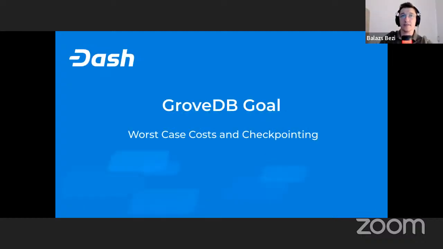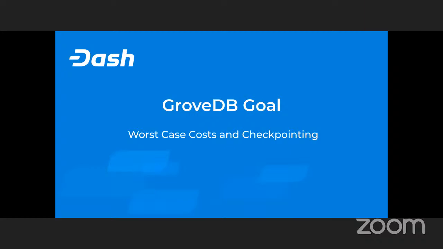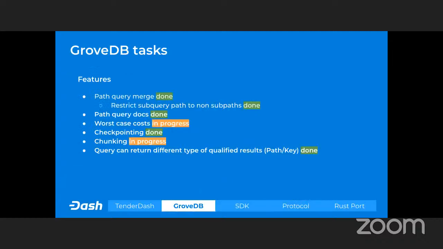GroveDB, Wisdom. Hey guys, this is Wisdom from the GroveDB team. The goals for this sprint were worst case cost and checkpointing. We had a pleasant surprise regarding the timeline of checkpointing, which Evgeny will talk about more. So, the features.